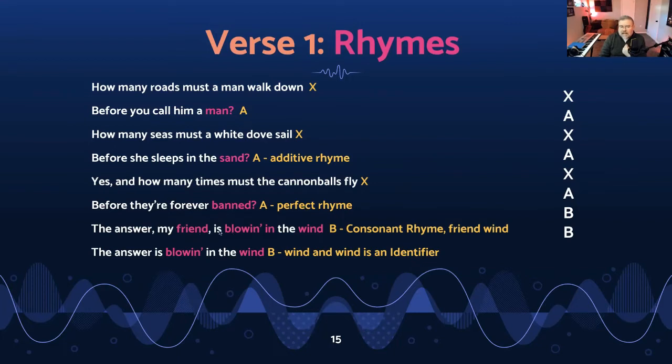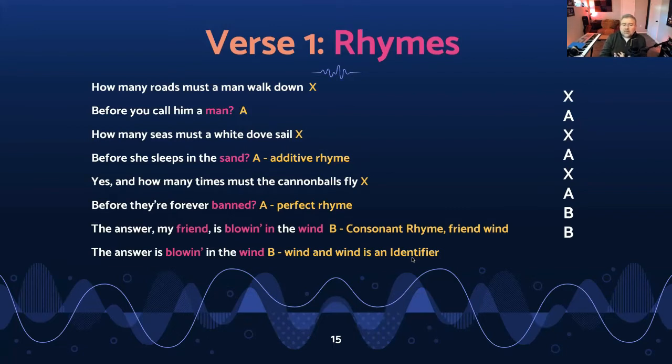And then you have consonant rhymes happening within these two refrain lines. So the consonant rhyme between friend and wind, you have a different vowel sound, but you have that same ND sound. That creates a sense of alliteration and also familiarity. Even the blowin' has that N sound that these two lines really have. And then wind and wind, those are title lines, but those are also identifiers, as we talked about. So when a word is repeated, those are considered an identifier.